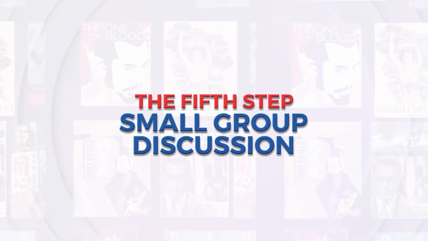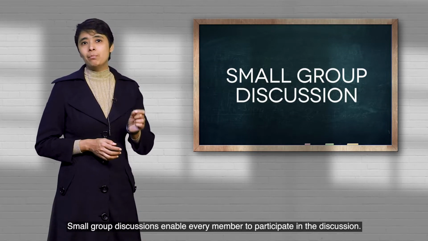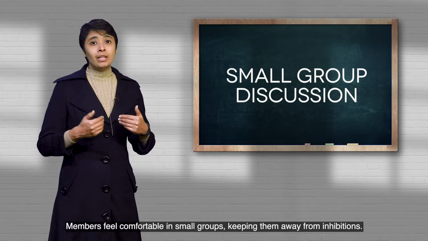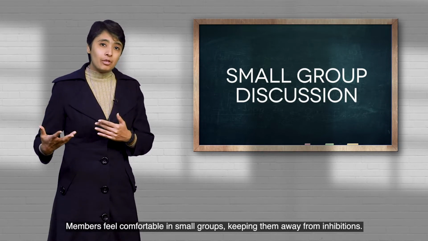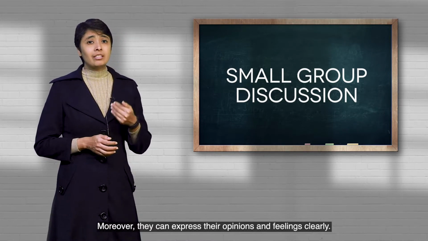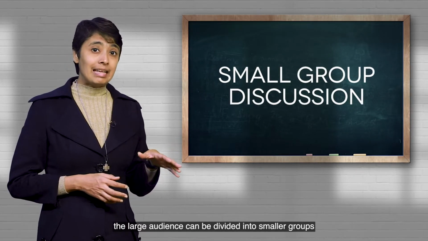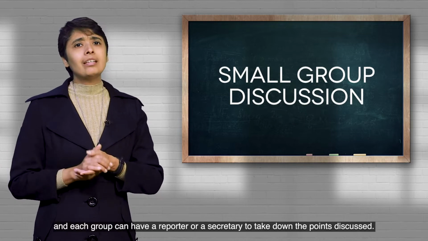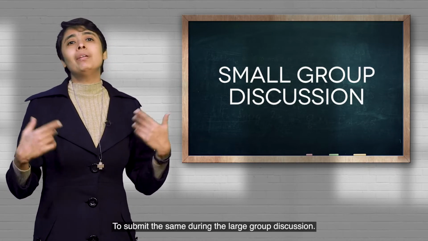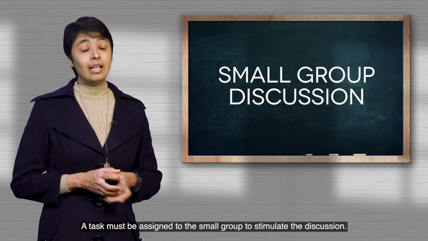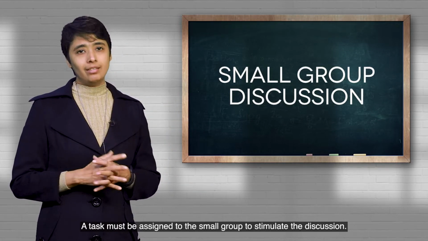In the fifth step, small group discussions. Small group discussions enable every member to participate in the discussion. Members feel comfortable in small groups, keeping them away from inhibition. Moreover, they can express their opinions and feelings clearly. The large audience can be divided into smaller groups, and each group can have a reporter or a secretary to take down the points discussed to submit the same during the large group discussion. A task must be assigned to the small group to stimulate the discussion.